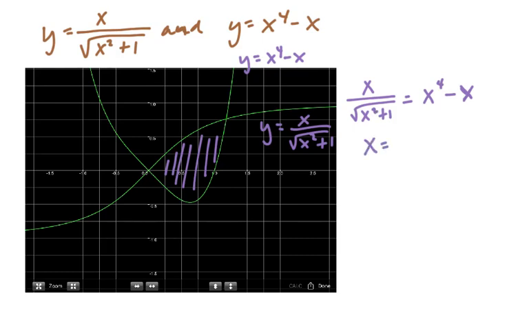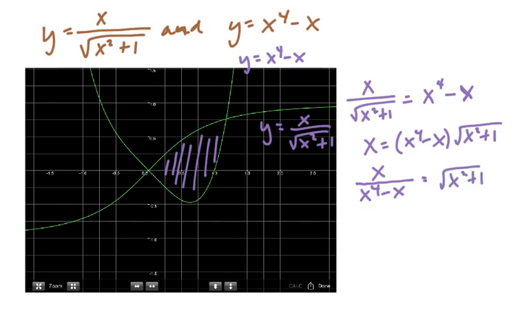So we say x equals x to the 4th minus x times the square root of x squared plus 1. And then we have x over x to the 4th minus x equals the square root of x squared plus 1. And this doesn't get any better to solve, I don't believe. I think it's just going to get messier. We're going to square both sides. So on the bottom we have x to the 8th minus 2x to the 5th plus x squared equals x squared plus 1.